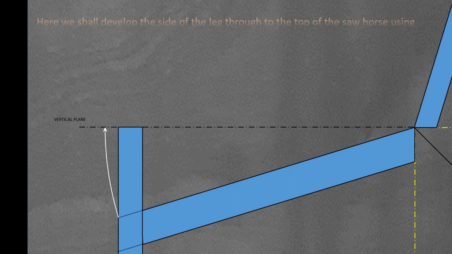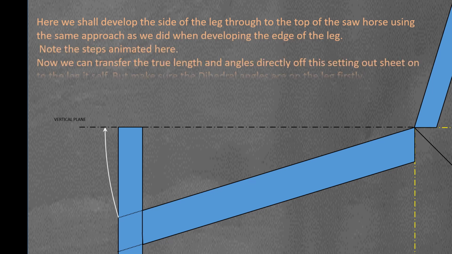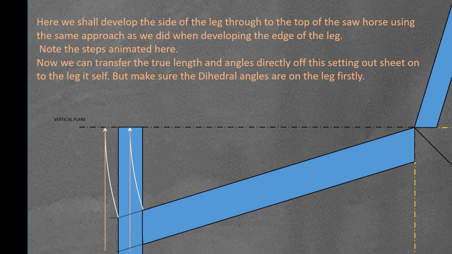And here we shall develop the side of the leg true to the top of the sawhorse using the same approach as we did when developing the edge of the leg. Note the steps animated here. Now we can transfer the true length and angles directly off this setting out sheet onto the leg itself, but make sure the dihedral angles are already planed on the leg.